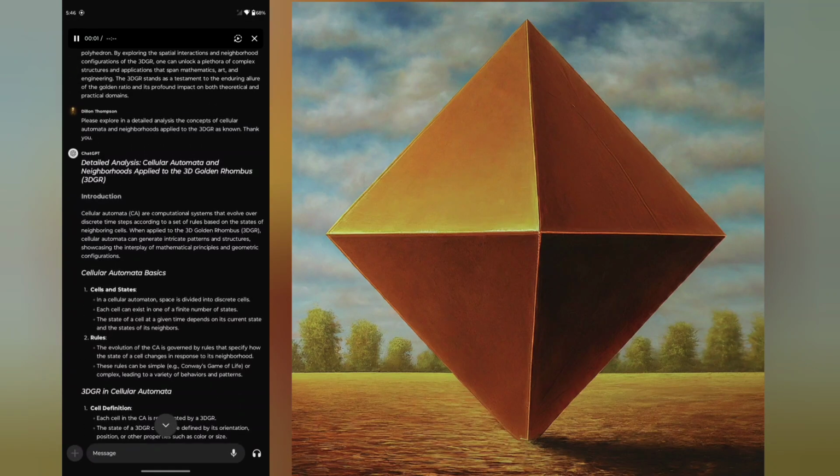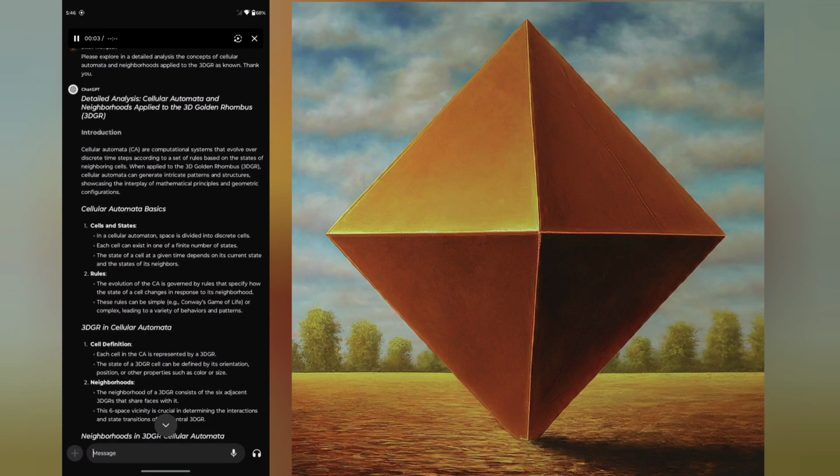Detailed analysis. Cellular automata and neighborhoods applied to the 3D golden rhombus, 3DGR. Introduction. Cellular automata, CA, are computational systems that evolve over discrete time steps according to a set of rules based on the states of neighboring cells. When applied to the 3DGR, cellular automata can generate intricate patterns and structures, showcasing the interplay of mathematical principles and geometric configurations.